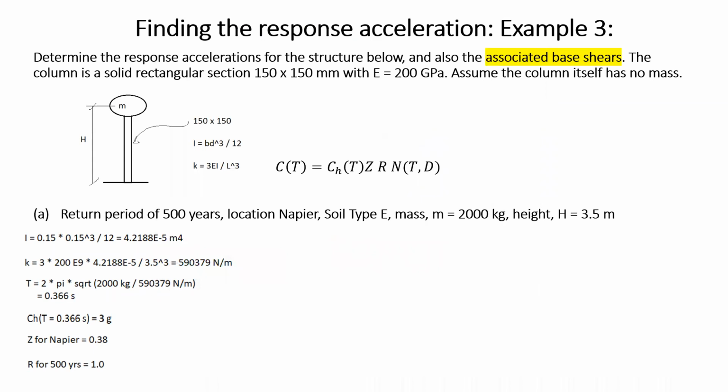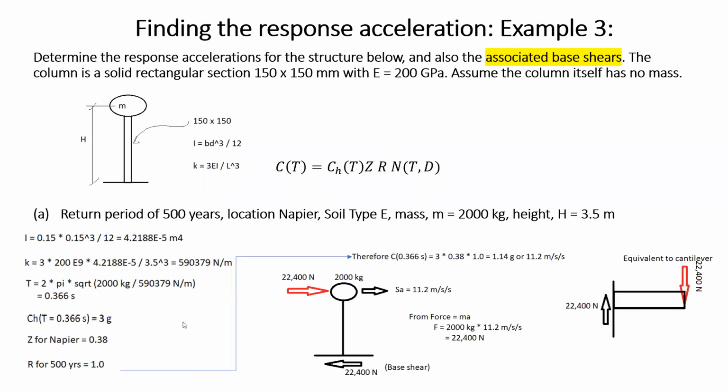Okay, so given that, what is your acceleration? You guys work that out. What is your acceleration in G, CT? This is your acceleration. I want it in G, and I want it in meters per second squared. Okay, so your acceleration is 1.14 G, or 11.2 meters per second squared.